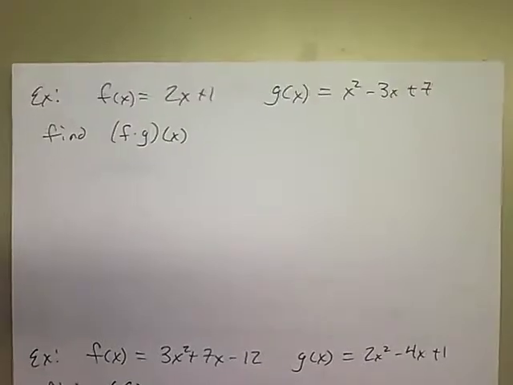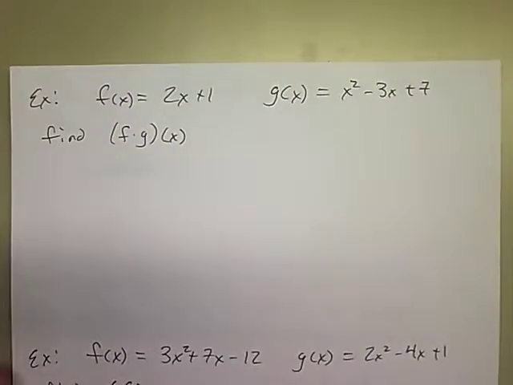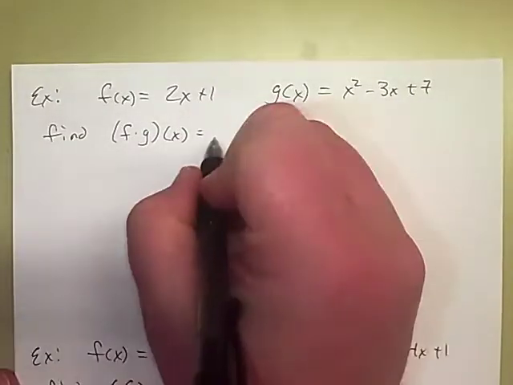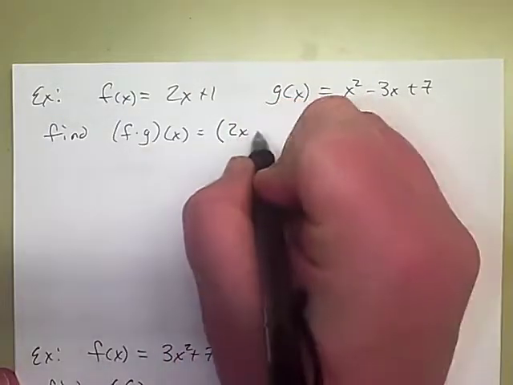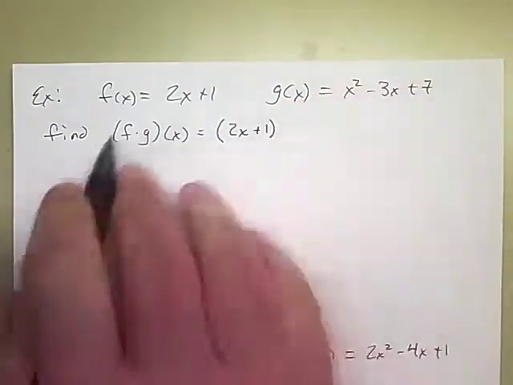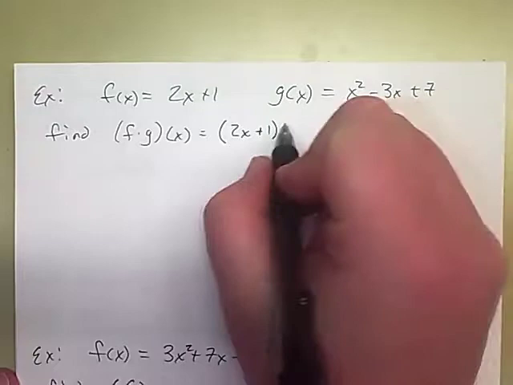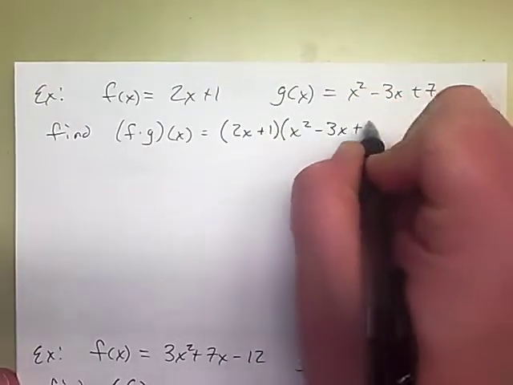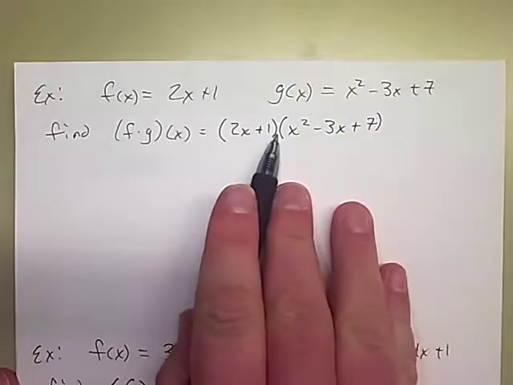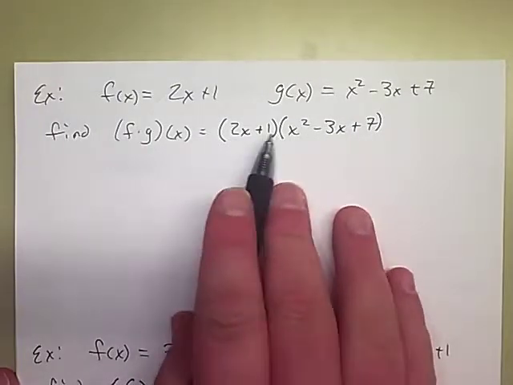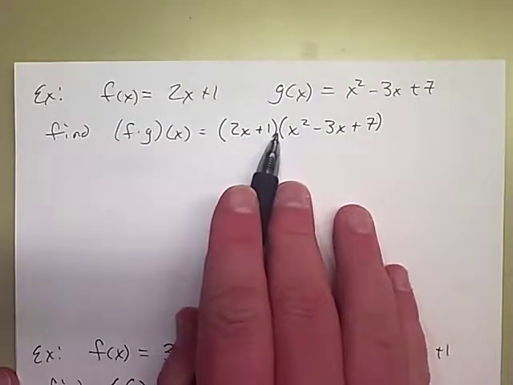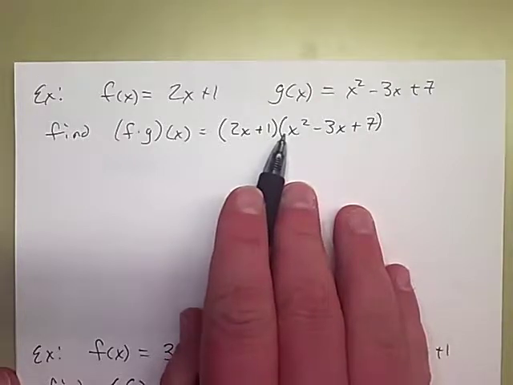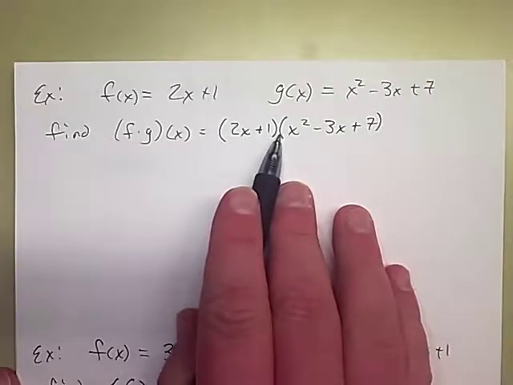What about multiplication? Same thing. I want to use parentheses, so here I'm going to have the f of x, which is 2x plus 1, times g of x, and here g of x is x squared minus 3x plus 7. Notice that I don't have to put the operation in between these two because it's understood that parentheses backed up against another set of parentheses, this is multiplication.